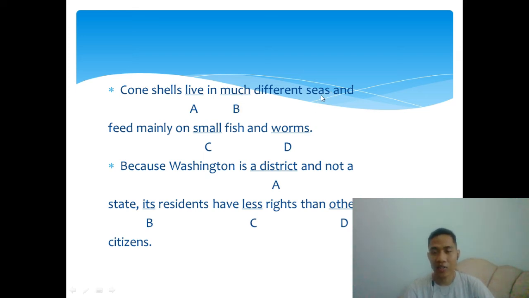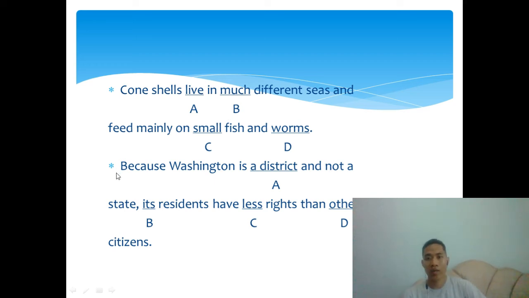Okay, so C plus S. Remember, the word with s must be a countable noun. Okay, so seas is countable. Of course, we don't use much for countable, but we use many. That's why the answer here is B. B is the problem. Okay, how about number 2?